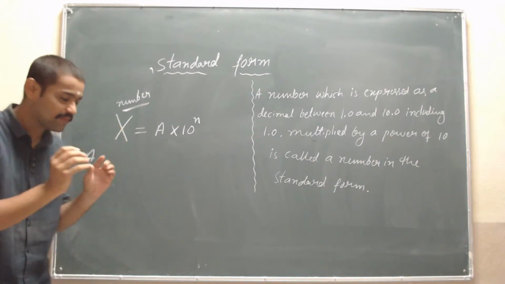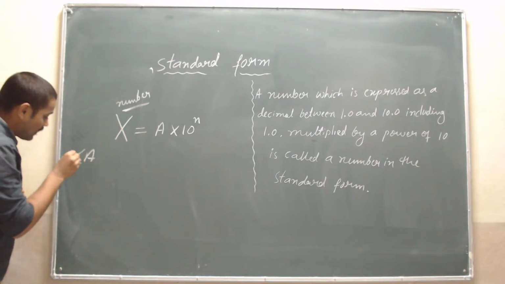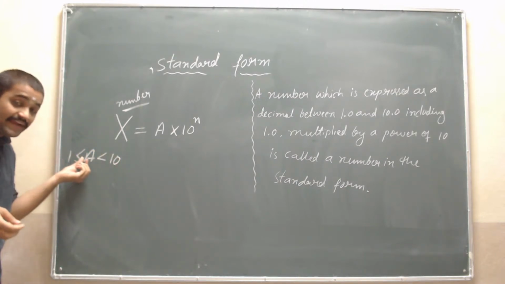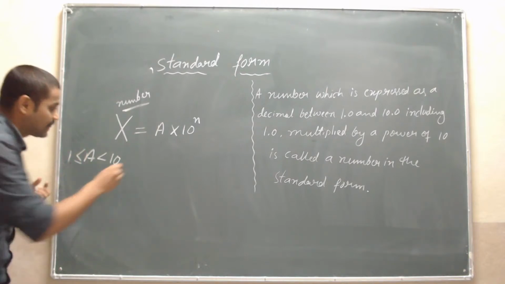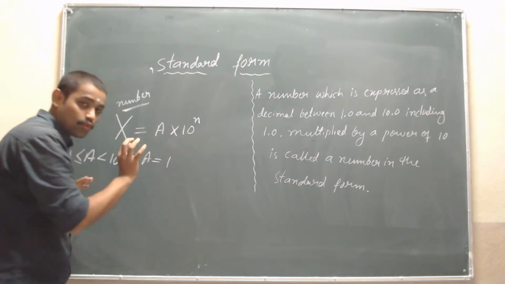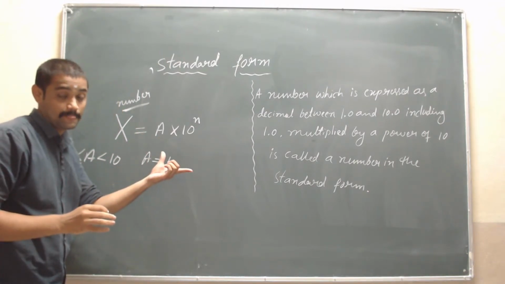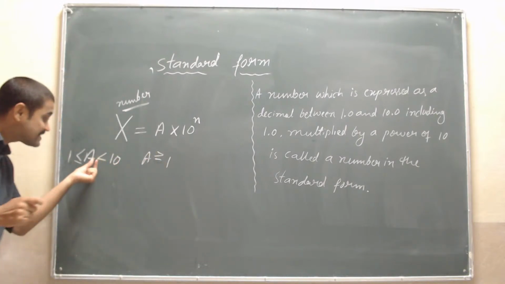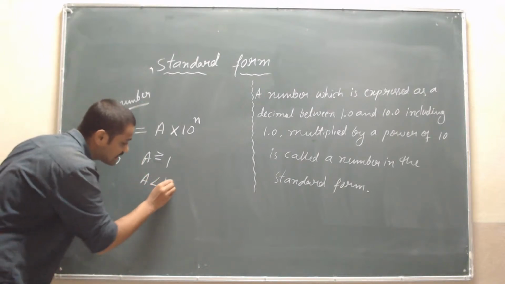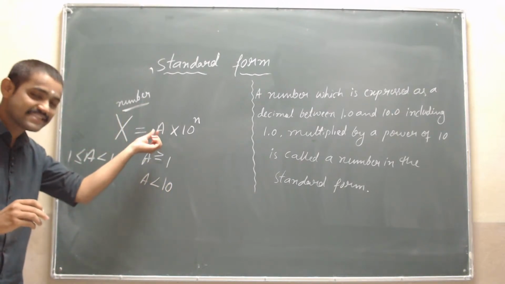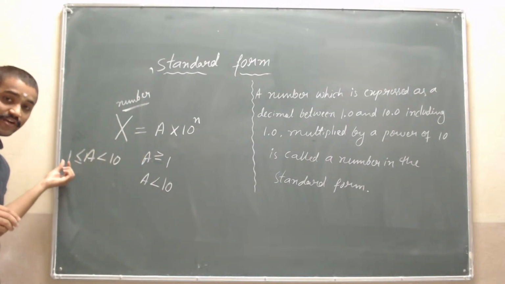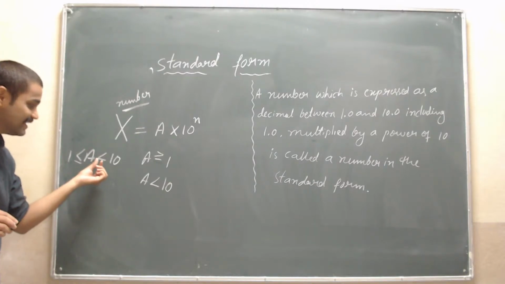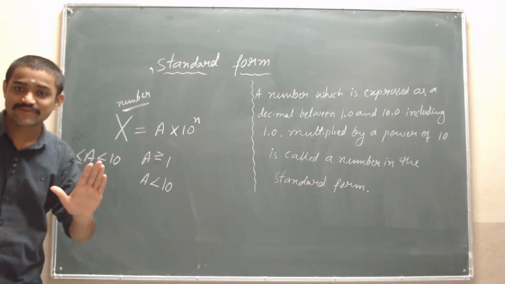A is a real number which exists between 1 and 10. That means a is greater than or equal to 1, and it is less than 10. Is it clear, students? This is a number and it exists between 1 and 10, and it may be equal to 1.